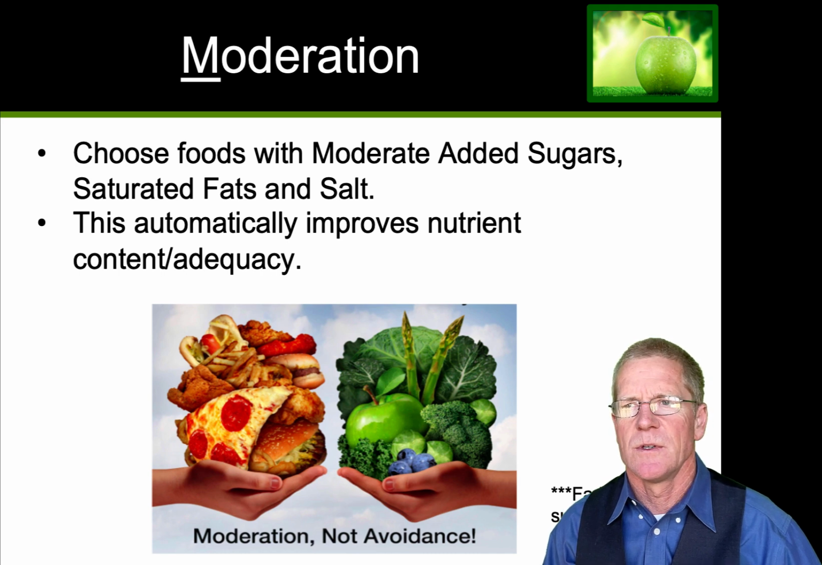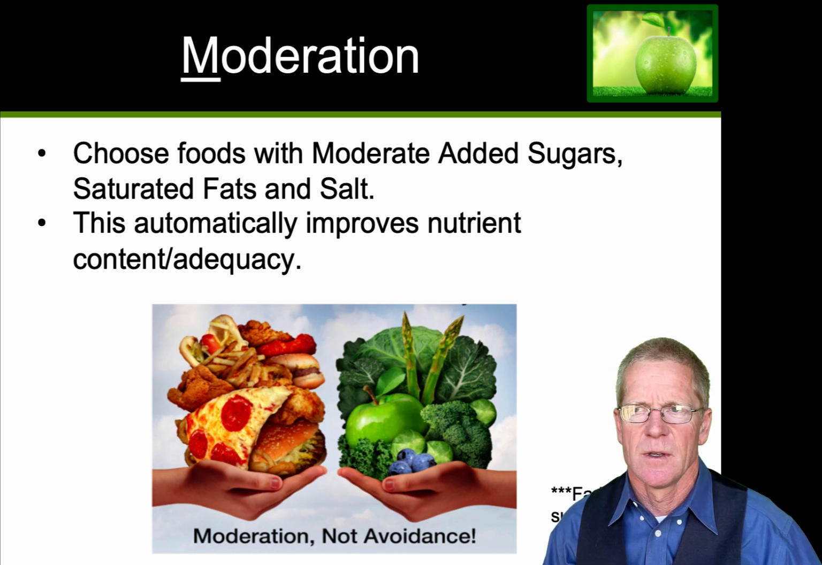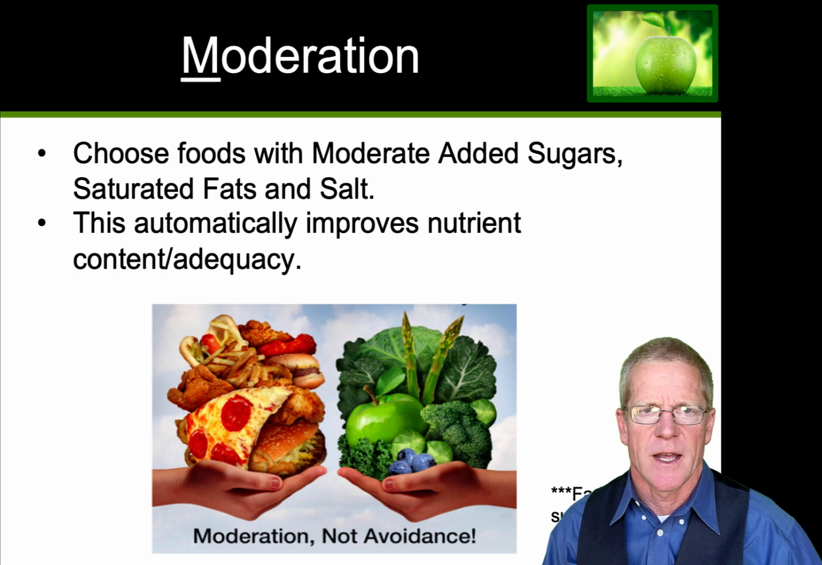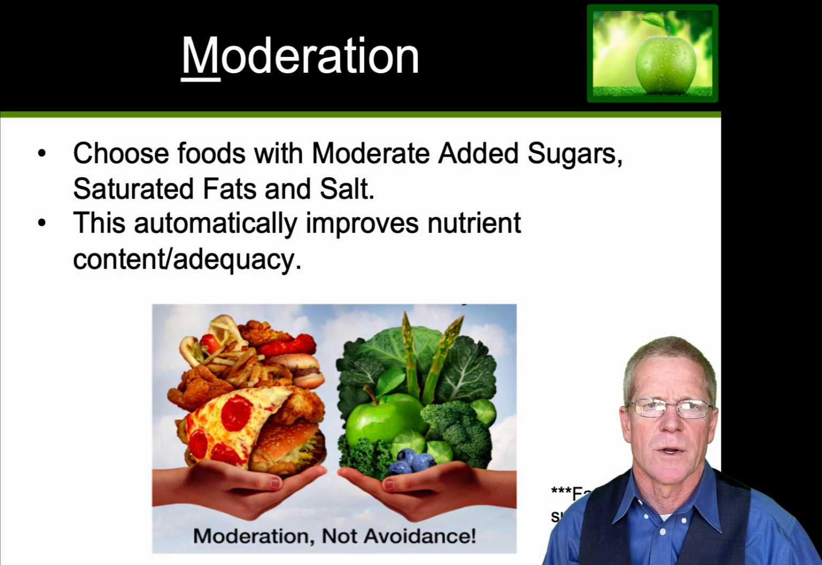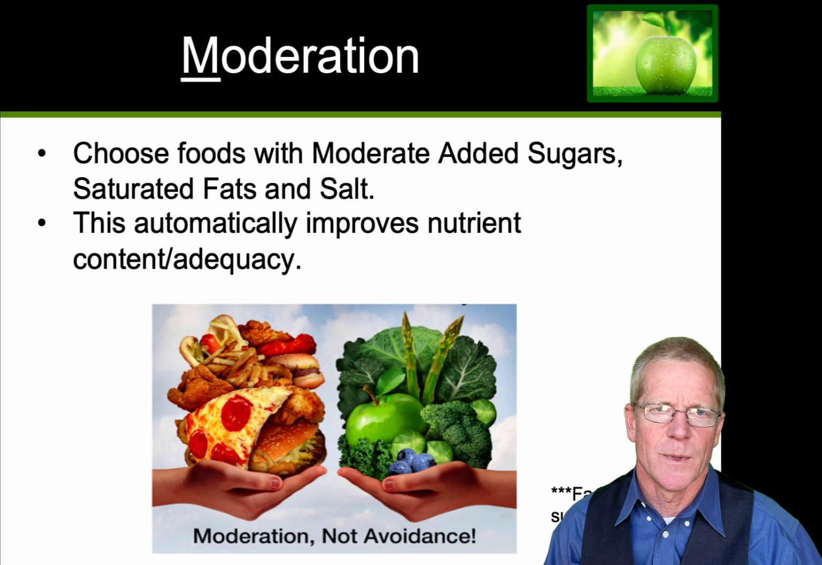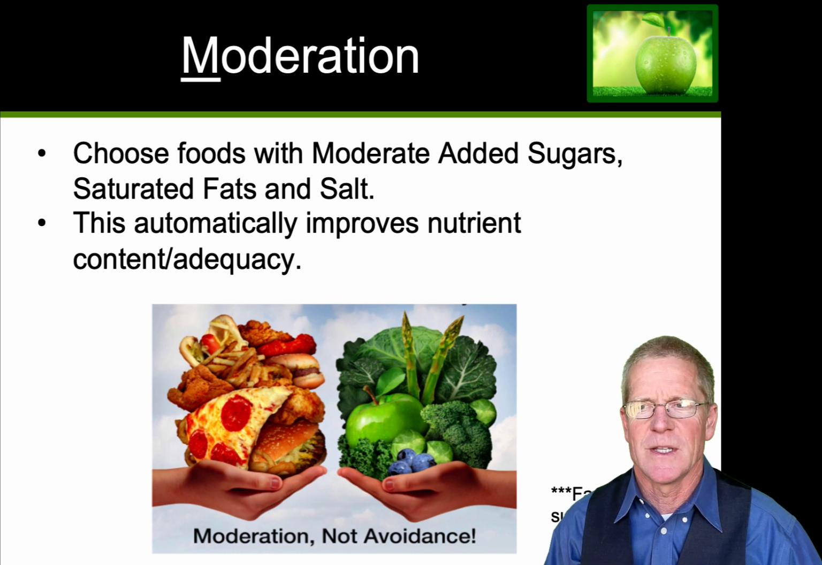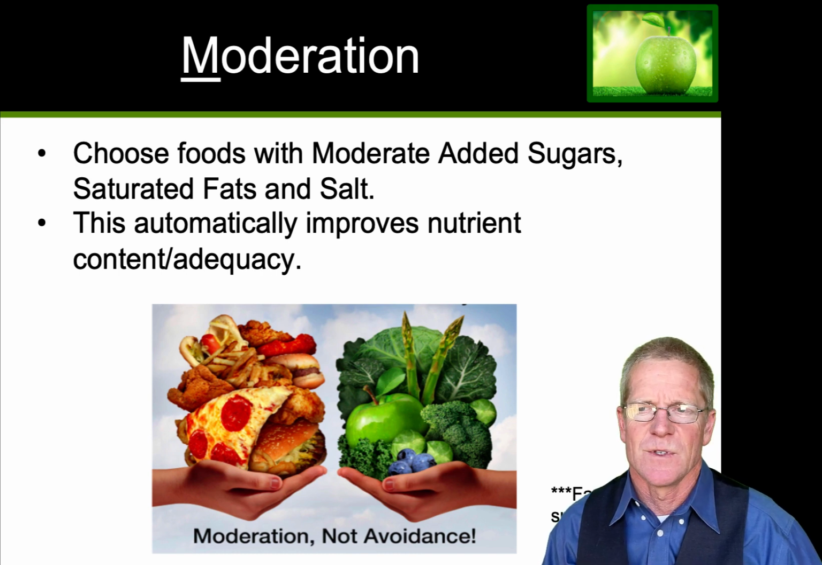Moderation, it's important to moderate added sugars, saturated fats, those are the fats that are hard at room temperature, and salt. And you can see an example here of foods that one would moderate, things like pizza and French fries and burgers and so forth. We want to keep those foods to a moderate level, maybe not eating the whole pizza, maybe eating a slice or two of pizza, and then adding some fruits and vegetables on the side or some whole grains of some sort.